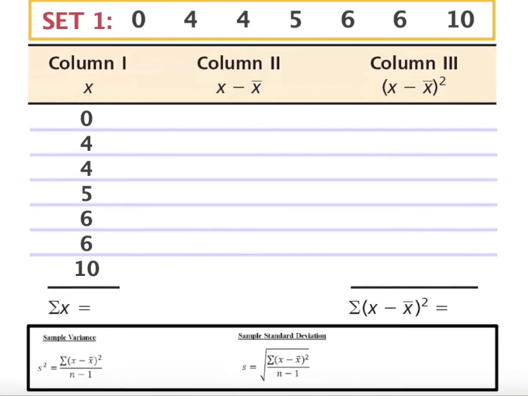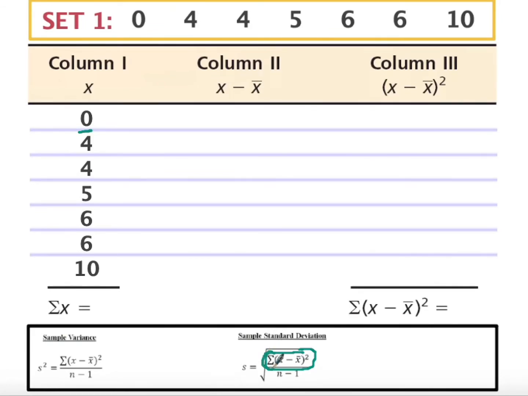Since those formulas are so complicated, I like to just take it step by step. So you'll notice I'm going to be using this formula down here to try to calculate standard deviation. And you'll notice that inside this square root, there's a sigma with an x minus x bar squared. So what we need to do is we need to take each of these x values, subtract x bar, and x bar is the mean, right?